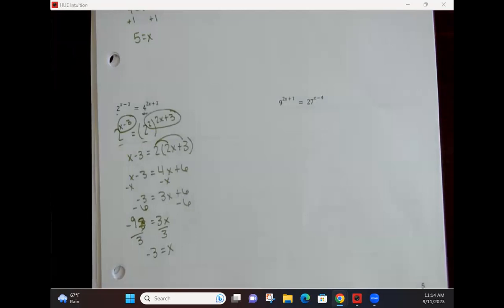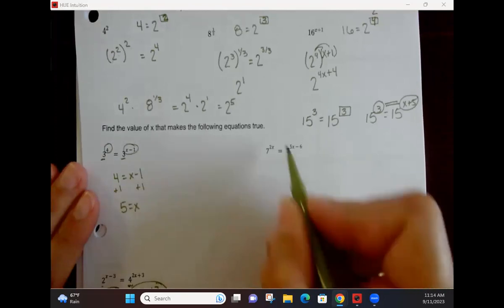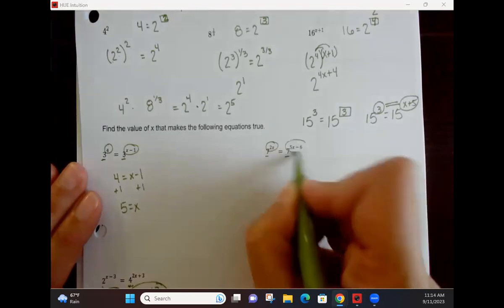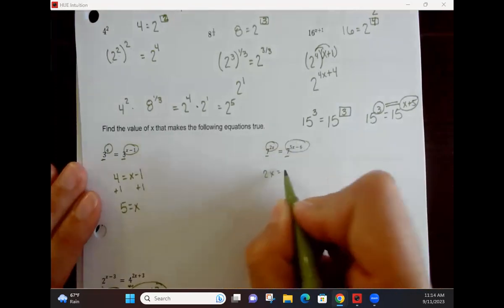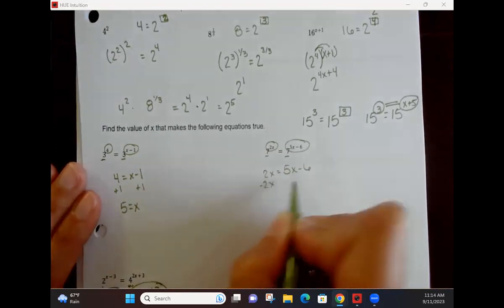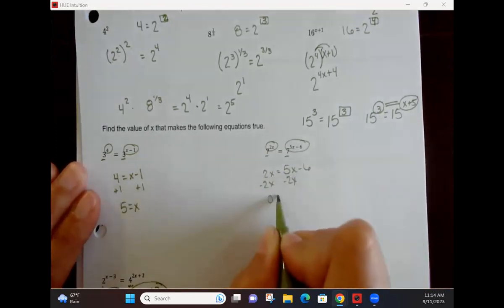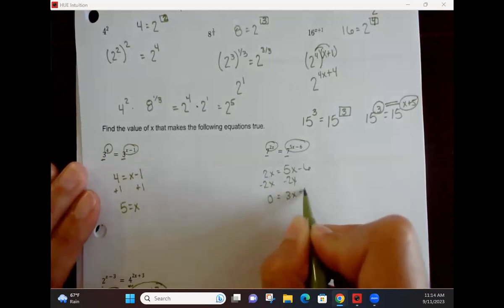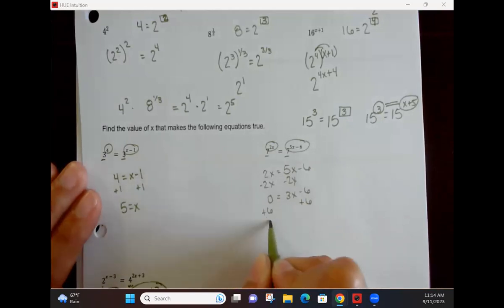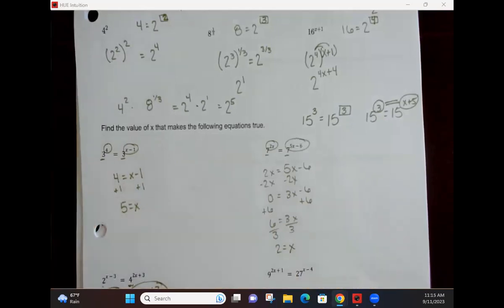Okay, let's take a look at these. So for this first example here, your base is 7 on each side. That means we only have to worry about the exponent. So this would be 2x equals 5x minus 6. I'm going to move my x's together. So I get 0 equals 3x minus 6. And then I'm going to get the x term by itself. And then get x by itself. And we get 2 for x.